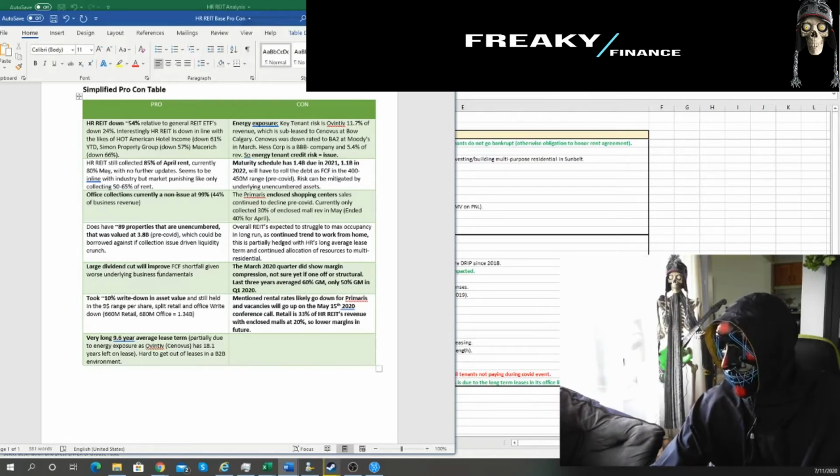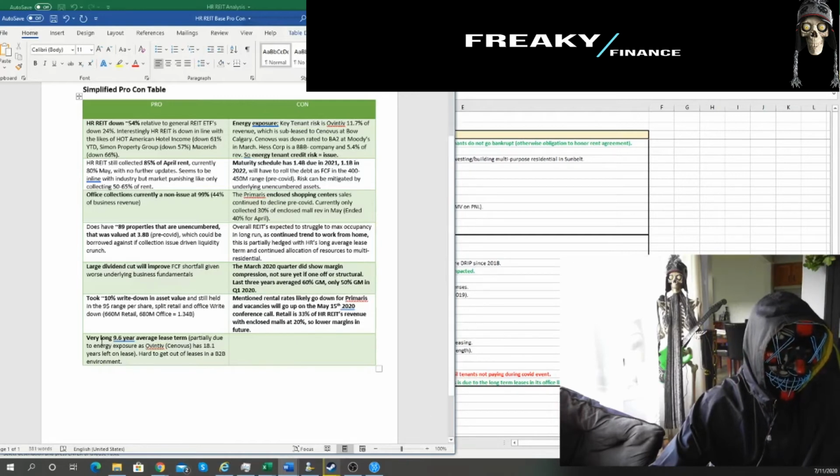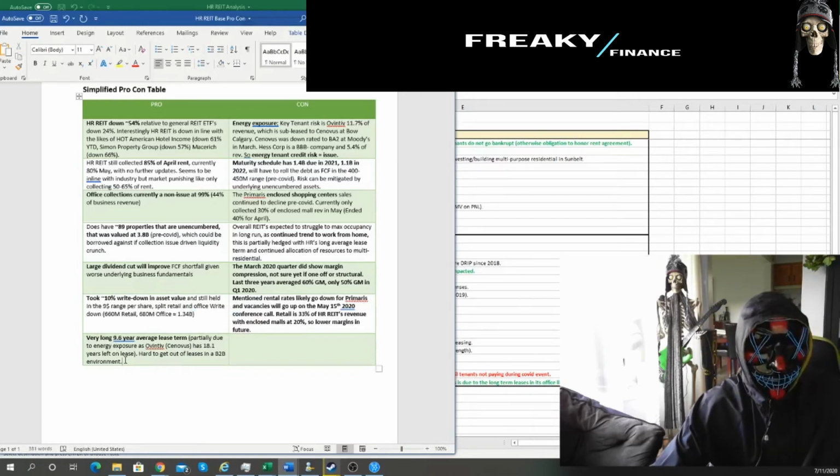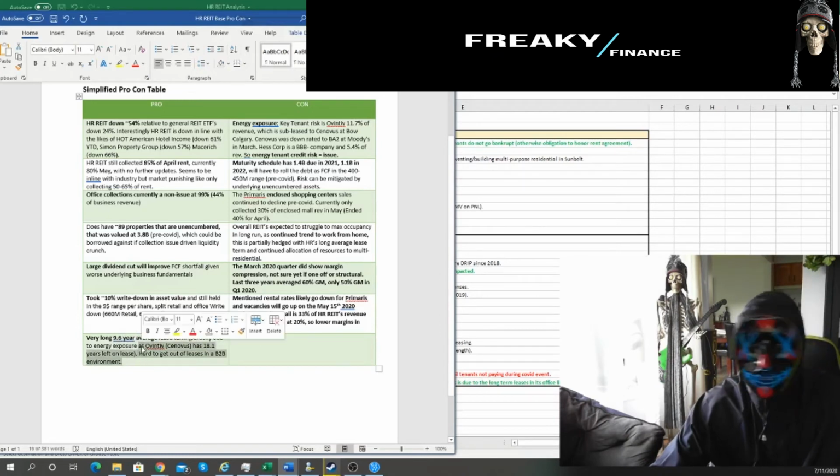It's hard to know how they come up with the number, but obviously in a COVID world, the rent's lower, the property value is lower. And the very last one is probably the best pro for H&R REIT. I don't usually see an average lease term of 9.6 years. And that's partially due to the energy exposure. They've locked into some long-term leases in Alberta for the energy. Obviously, as I already mentioned, it's hard to get out of leases in a B2B environment.